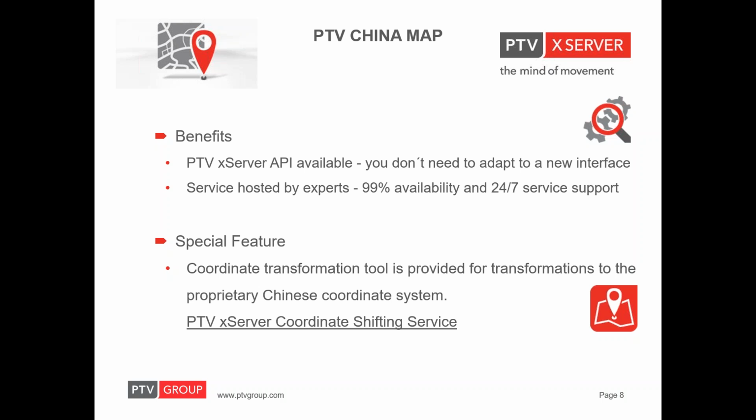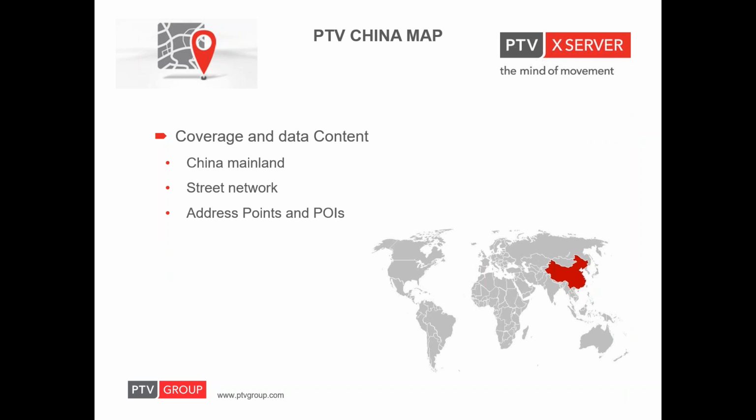So if anything is wrong with the cluster, you will be informed. The special feature we provide especially for the China Map is this coordinate transformation tool, which gives you the possibility to transform your longitude coordinates into the proprietary Chinese coordinate system. You need to do that for all your coordinates which you would like to use with the X servers, because the map has this proprietary coordinate system and you have to transform them first before you use them in the X server then.